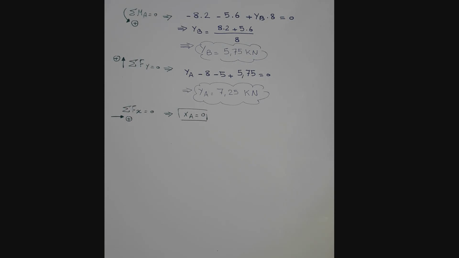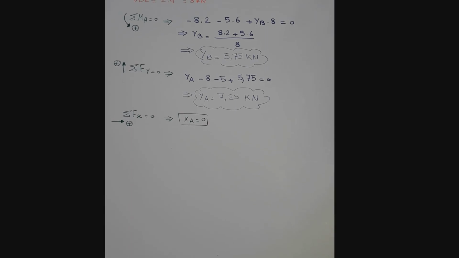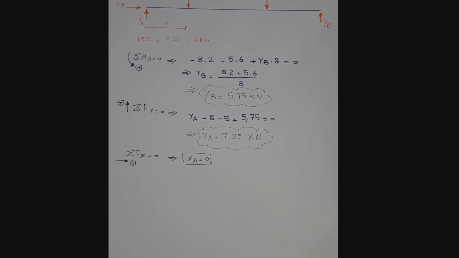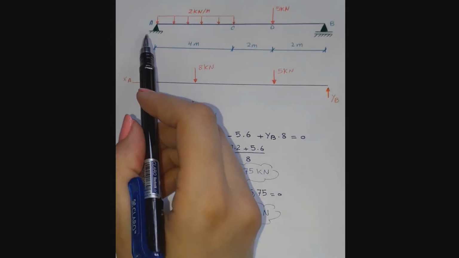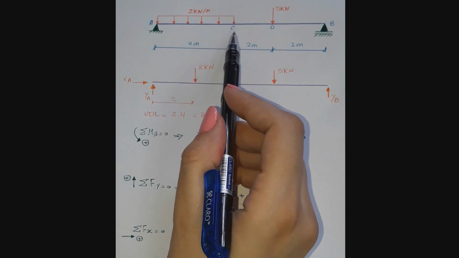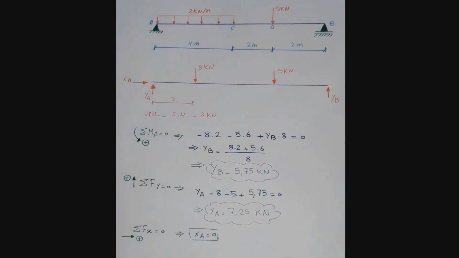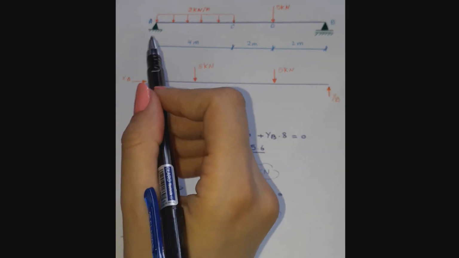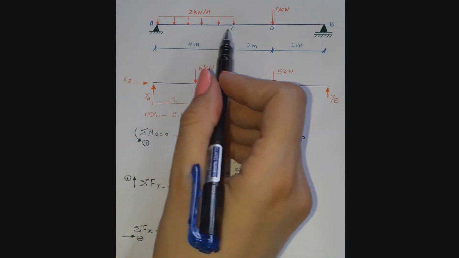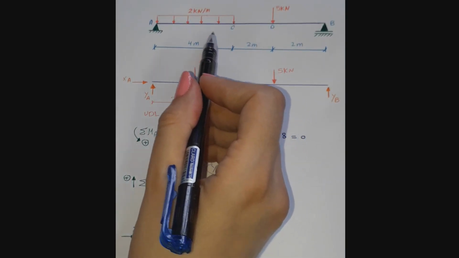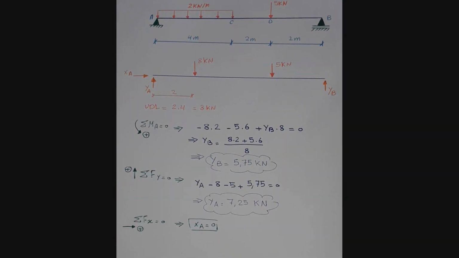Now that we found the support reactions, we can start drawing the shear diagram. We'll divide the beam into sections and study every segment individually. As you see, we have AC, CD, and DB. To draw the shear diagram, you have to know the value of the shear at the start of the segment and at the end of the segment, and the shape of the line in between.